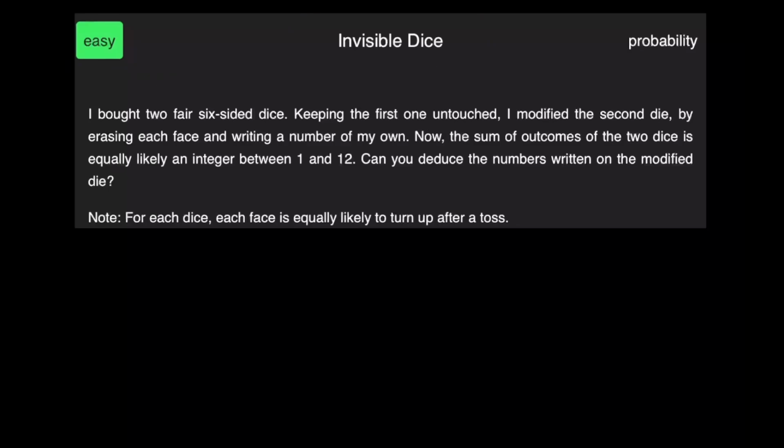It's an easy problem. What the problem states is that we have been given two fair six-sided dice. By that they mean that each side of the dice is equally likely, right? It's given over here in the note too, that for each dice, each face is equally likely to turn up after a toss.